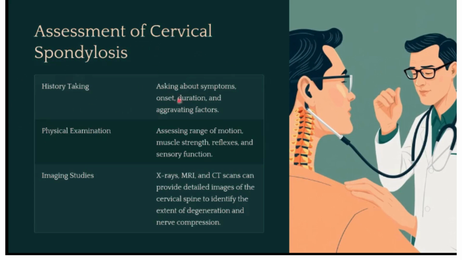Then history. Thorough history is really important. Ask about symptoms, onset, duration and any aggravating factors. Physical examination, assessing range of motion, muscle strength, reflexes, sensory functions. Imaging, as I said, X-rays, MRI, CT scans provide the detailed images of the cervical spine to identify the extent of degeneration and nerve compression. So proper assessment should be there.